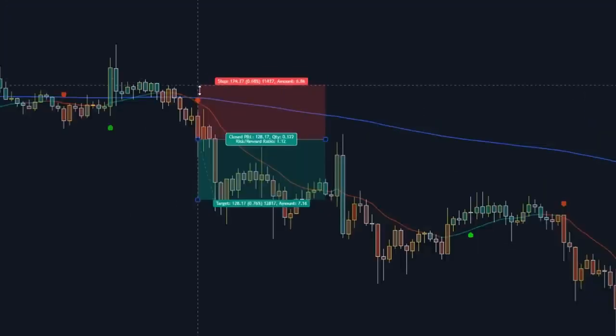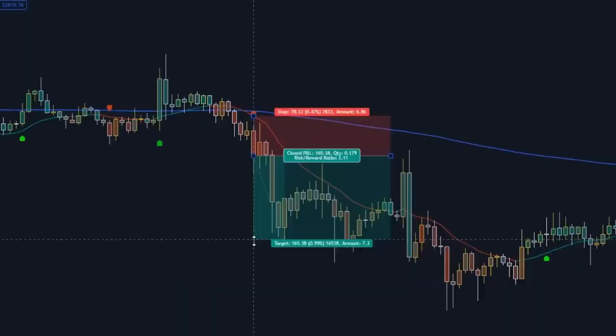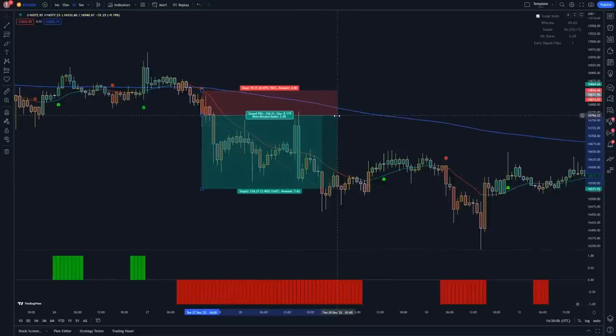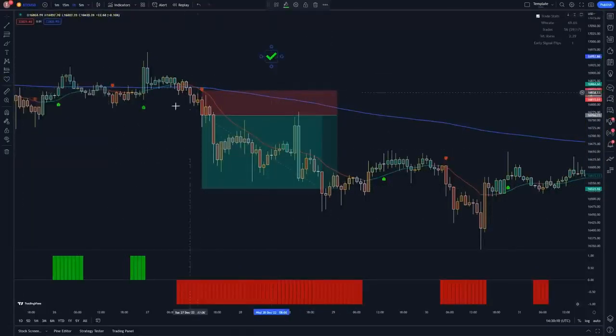We will enter at the close of this candle here. For sells, we will be setting our stop loss at the red line here. The indicator has default settings. And finally, we will be targeting a 3 risk to reward ratio. You can see after a few candles this would have hit the take profit target.